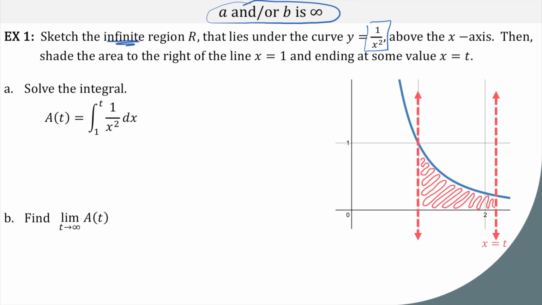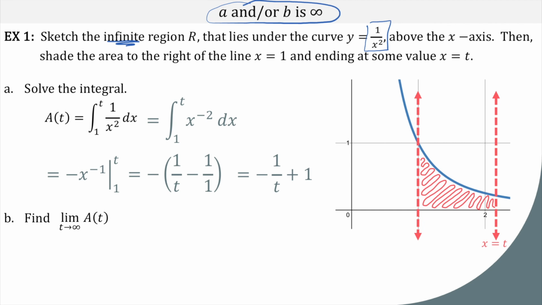All right, now we're going to solve the integral going from 1 to t, the area under the curve from 1 to t. So first step, let's rewrite that as x to the negative 2. And then we will take the antiderivative, which is negative x to the negative 1, and evaluate from 1 to t, which would give us negative 1 over t minus 1, which is negative 1 over t plus 1.